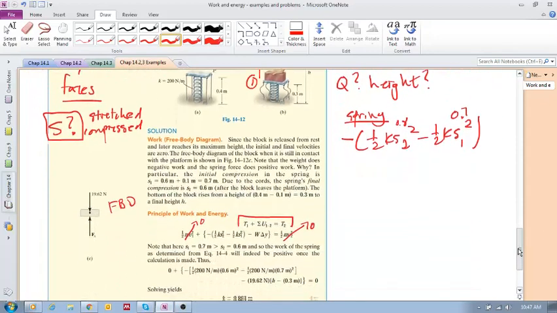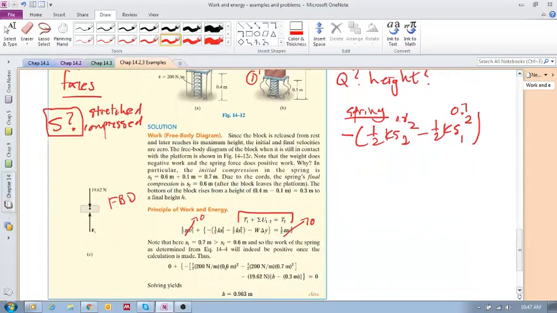So that's what we have here. So this S2 is 0.6 because it's the final compression. And S1 is 0.7 because it's the initial compression. And of course K is given as 200. So we just put those in there and we get the work due to the spring.